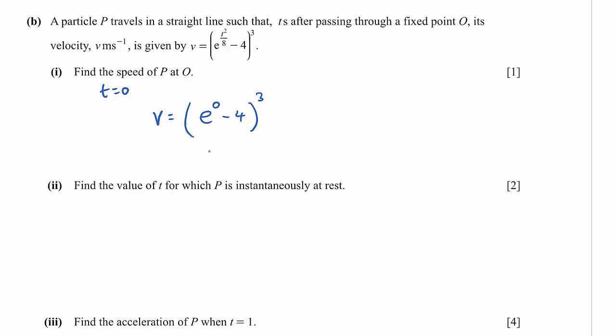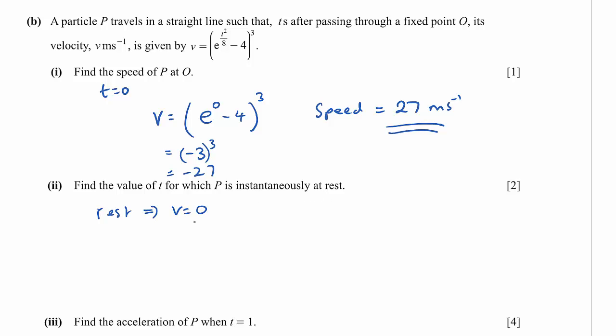Well, at O, that means that t is equal to 0. So v is going to be e to the 0 take away 4 cubed, or at least that will be the velocity, which is negative 3 cubed, which is negative 27. So the speed is going to be 27 meters per second.